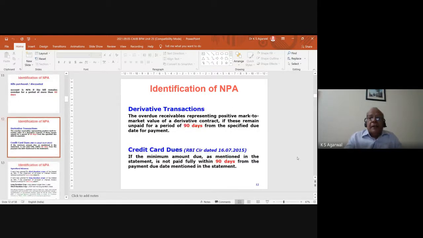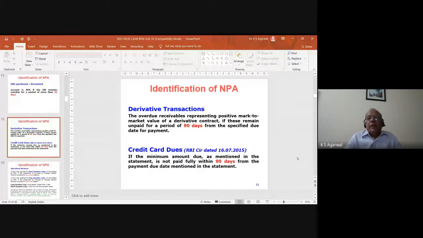In case of credit card dues, we spend money on the credit card. We get our monthly bill, usually at monthly intervals. There is a minimum amount due written on it, and a due date. So after receiving the statement, if I do not pay the minimum amount due within 90 days from the payment due date mentioned in this statement, my credit card account will become NPA.